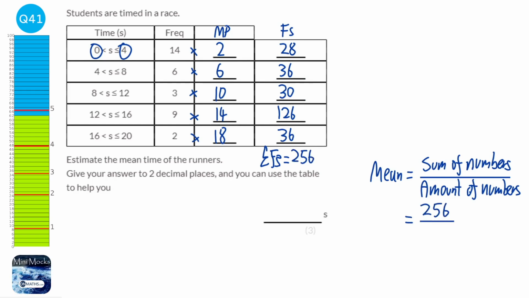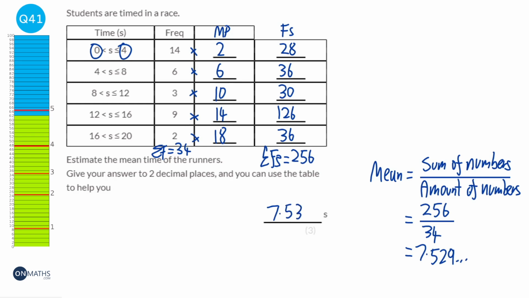And we need to find out how many numbers there are. Well, the frequency column will tell us how many numbers there are, so we're just going to add all of those up together. So we're going to find the sum of the frequency, which is 14 plus 6 plus 3 plus 9 plus 2, which is 34. And when we do 256 divided by 34, we get 7.529 and so on. It says it wants it to 2 decimal places, so we're going to round it to 7.53.